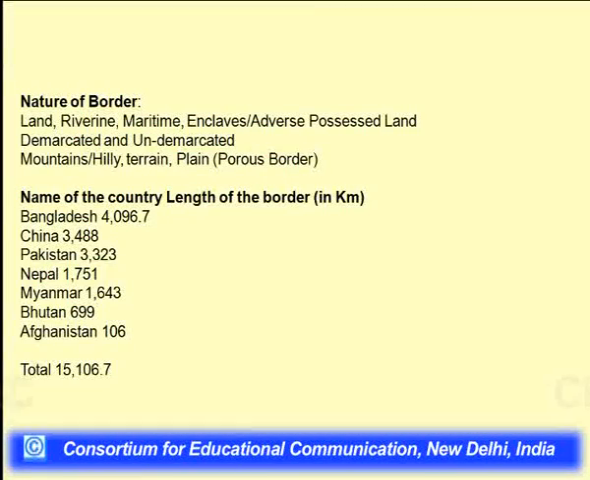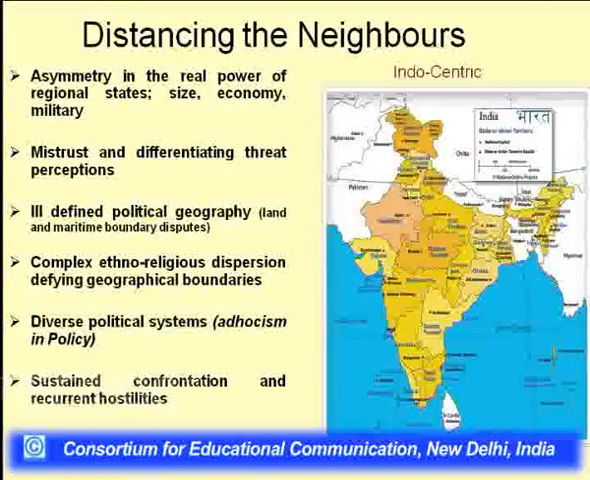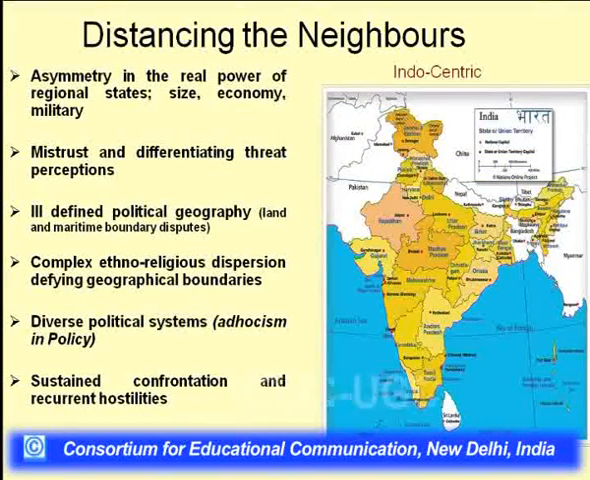If you look at the length of the border, Bangladesh has the largest land border with India. It is about 4,096 kilometers, and China is the second one, 3,488 kilometers. Then Pakistan, 3,323 kilometers, and then there are the smaller states. So India is bordering these South Asian countries, and China has the second largest border with India. So this ill-defined political geography has become a problem area between these South Asian countries.